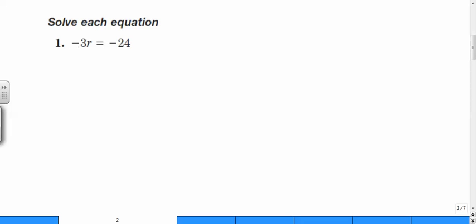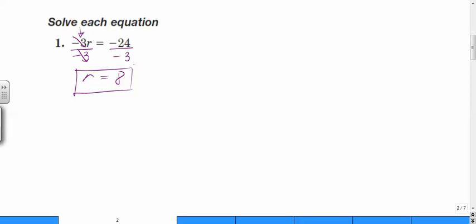Problem number 1, negative 3r equals negative 24. What is the coefficient of your variable r? It is negative 3. You will divide both sides by negative 3. Negative 3 divided by itself will be 1. We'll have 1r, which equals... Now what is the sign here? A negative divided by a negative is positive, right? So it will be positive 24 divided by 3 is 8, and you are done.